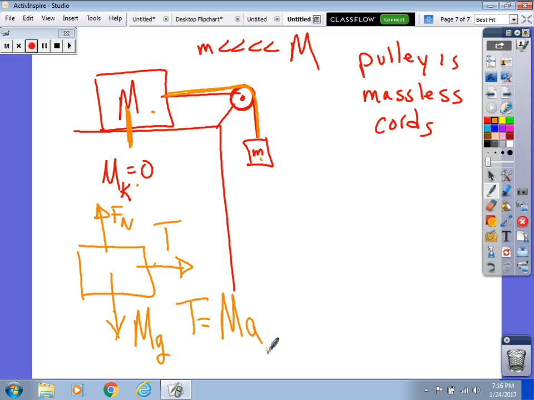There we go. Already got an equation. Let's look at this little guy. If we say he falls downward, right, that means somebody's winning the tug of war.